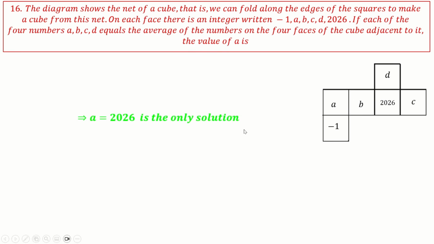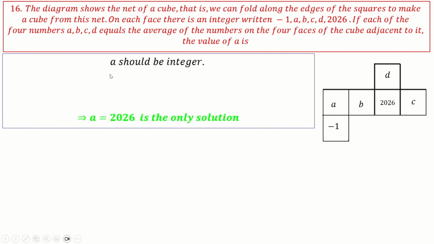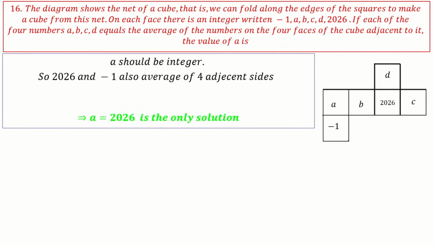Okay. So A should be an integer. So 2026 minus 1 also average of 4 adjacent sides. Okay. D and minus 1 can be equal or not. Yeah, that we can check later. That we can actually decide, because 4050 is not exactly divisible by 4. Correct? 4050 is not divisible by 4.